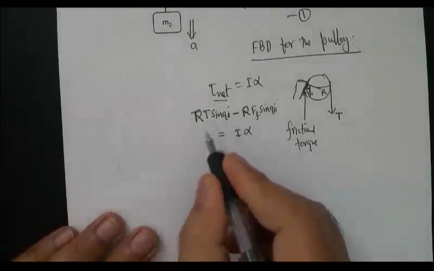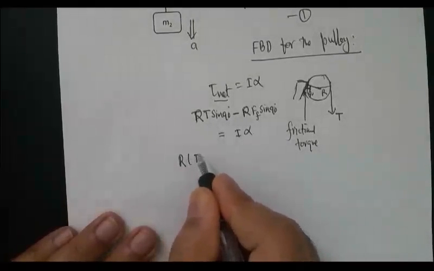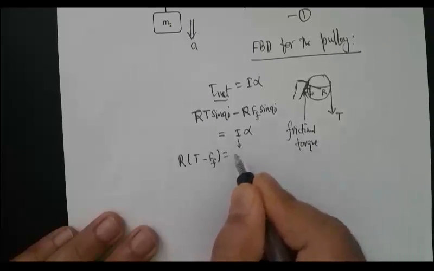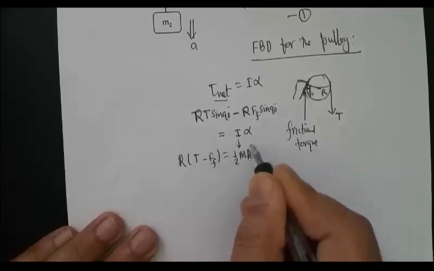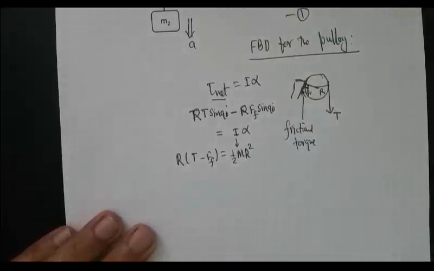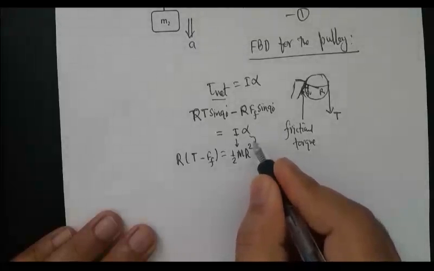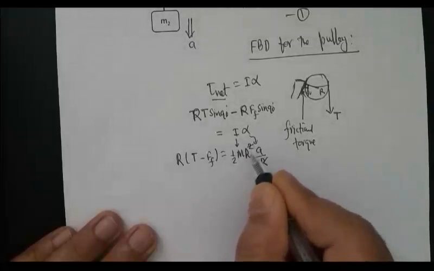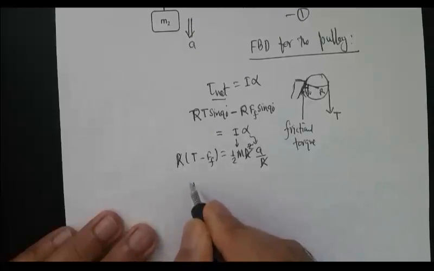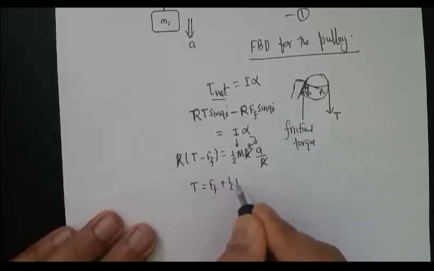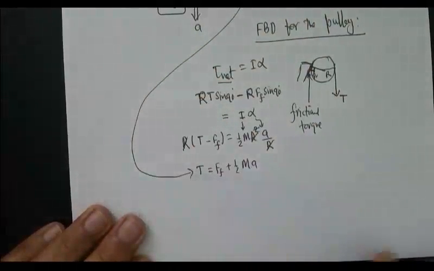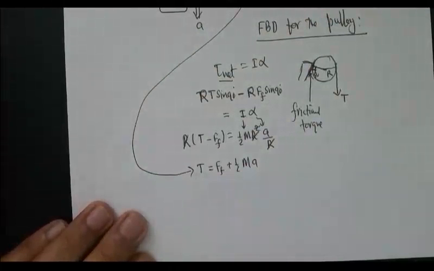So I'm just going to simplify that now. The radius is common, so T minus frictional force is the moment of inertia, again 1/2 mr squared, because that's the moment of inertia for a solid disk, times alpha. You have to convert alpha into linear acceleration, which is a over r. R will cancel out, so it becomes a simple equation: T is equal to frictional force plus 1/2 ma, and you have to now eliminate the tension.